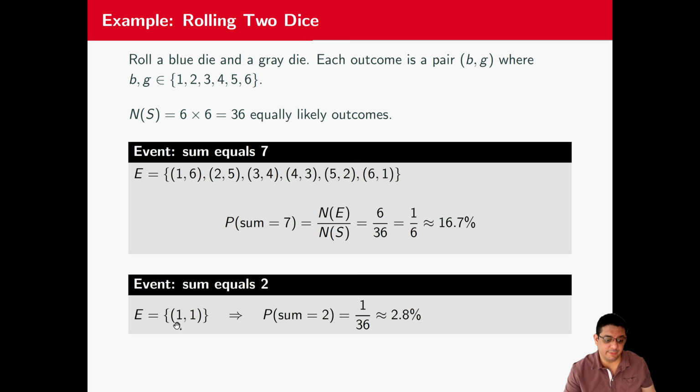Now, I can think about a different sum. If I do sum 2, my event is going to be completely different. The only one that gives me a sum of 2 is the pair (1,1). So the probability of sum 2 is going to be 1 over 36, which is 2.8%.